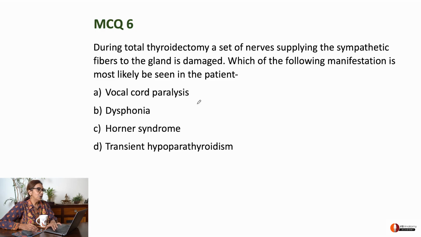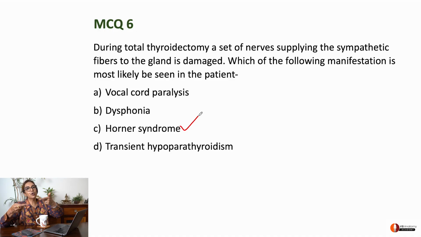MCQ 6. During total thyroidectomy, that means you're removing the thyroid, a set of nerves supplying sympathetic fibers to the gland was damaged. Sympathetic fibers. Which of the following manifestation is most likely to be seen in a patient? Will you see vocal cord paralysis? No. Vocal cord paralysis would be if the recurrent laryngeal was cut. Would the patient have dysphonia? Again, no. Horner syndrome? Yes.